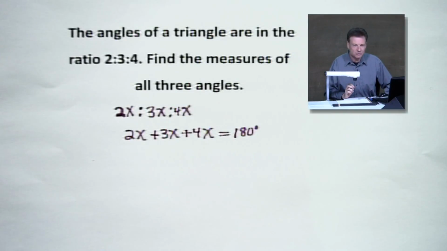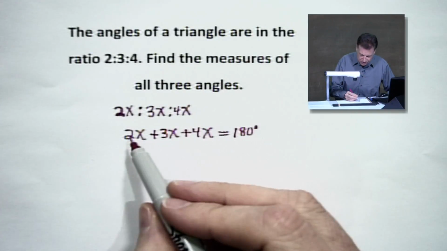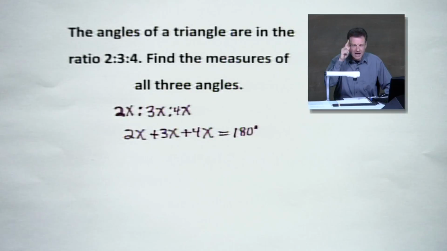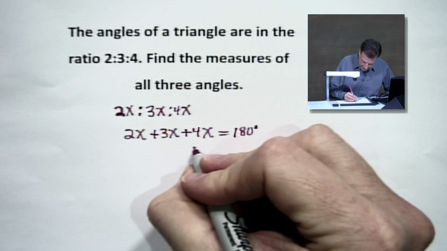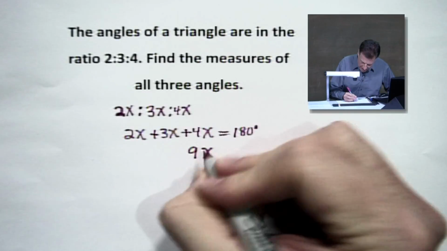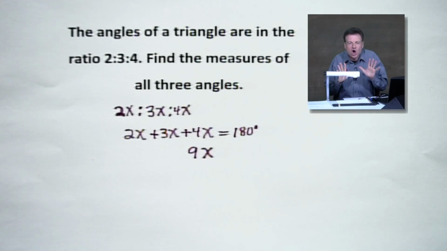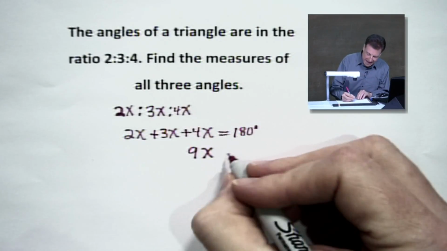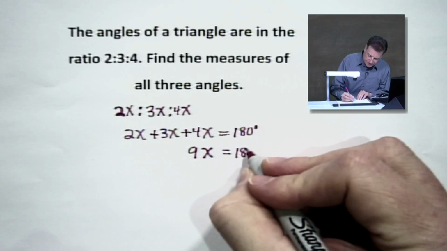This is pretty easy algebra, isn't it, my friends? So we're going to add the 2, the 3, and the 4. We all know how to add 2 plus 3 plus 4. We get 9, yes. And bring that lovely x along for the ride, because these are all like terms. They all have an x. There's no exponents involved here. This is very straightforward. Now, 180, it's not going anywhere.